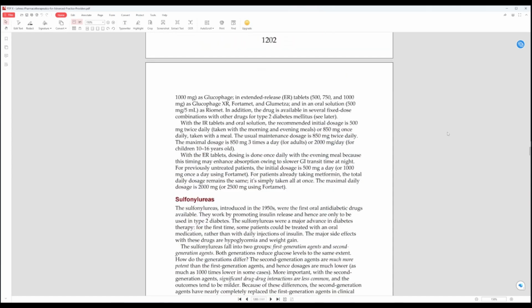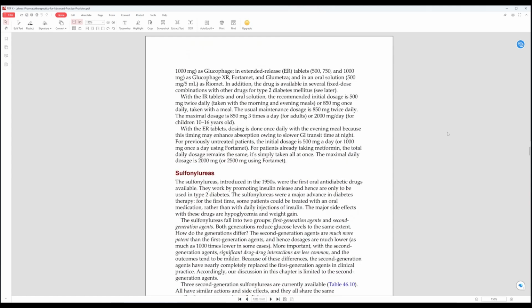With the IR tablets and oral solution, the recommended initial dose is 500 milligrams twice daily or 850 once daily, taken with a meal. The usual maintenance dose is 850 milligrams twice daily. The maximal dose is 850 milligrams 3 times a day for adults or 2000 milligrams per day for children 10 to 16. With the extended release tablets, dosing is done once daily with the evening meal because this timing may enhance absorption owing to the slower GI transit time at night.